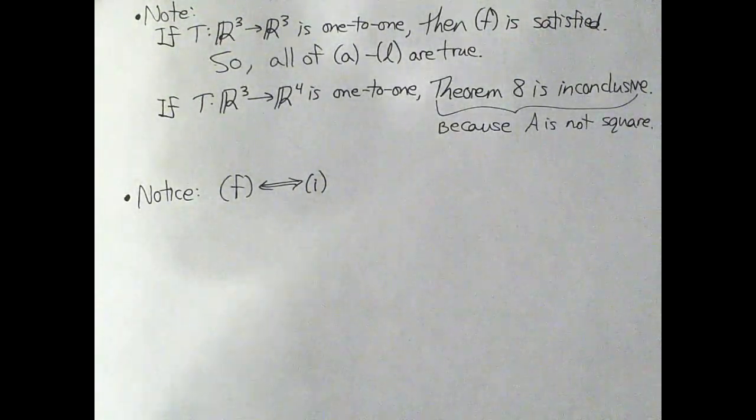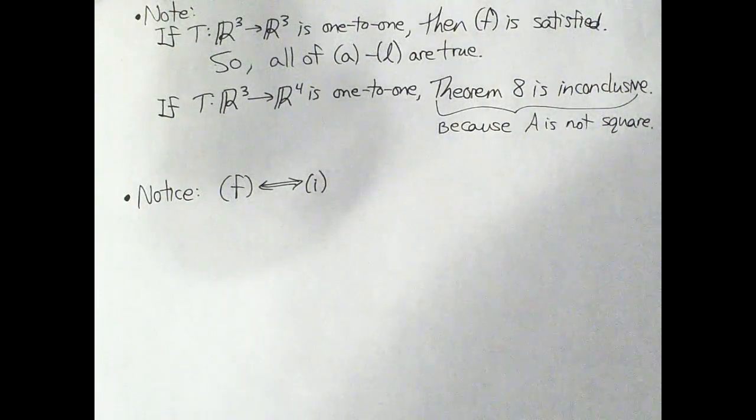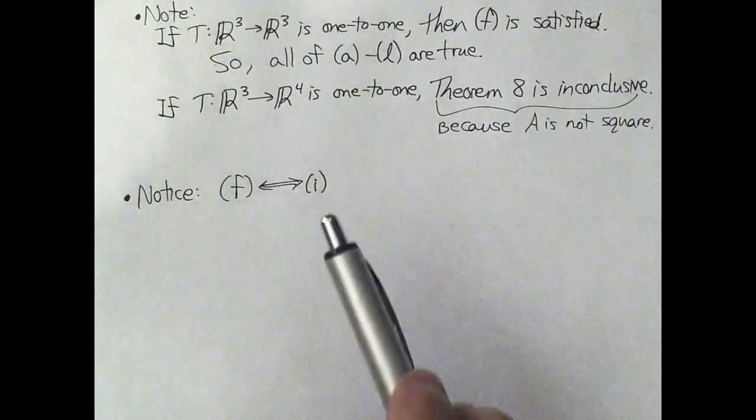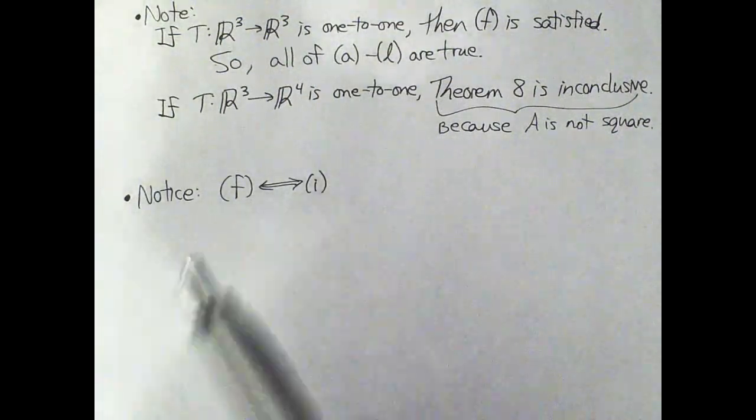Let's look at what these statements say. F says the linear transformation is 1-to-1. I says the linear transformation is onto. So does that mean that every 1-to-1 transformation is onto and every onto linear transformation is 1-to-1? That doesn't really seem to agree with what we said back in section 1.9. It seemed like a linear transformation could be one-to-one or onto or both or neither. But this seems to say one-to-one implies onto implies one-to-one.